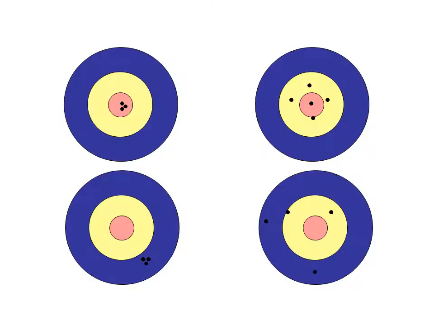Now this is a classic slide to see if somebody knows the difference between accuracy and precision. So I want you to describe the targets with the words precise and accurate. So the first target in the top left corner is both. You're shooting where you're supposed to be shooting for, they're all close together, so it's both accurate and precise.